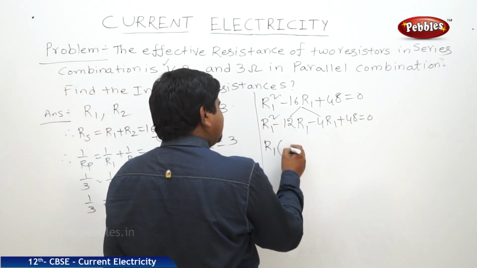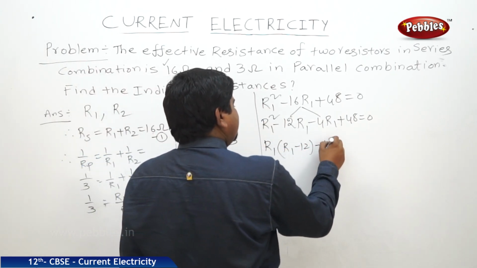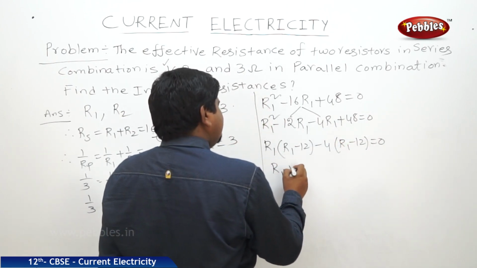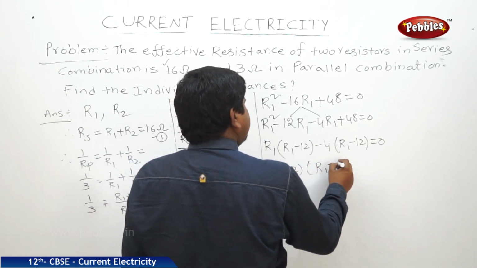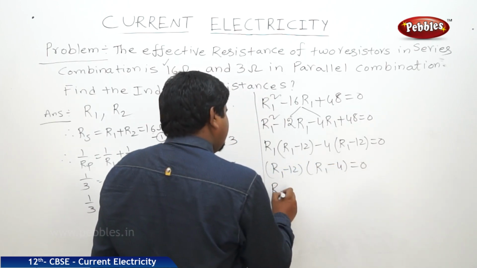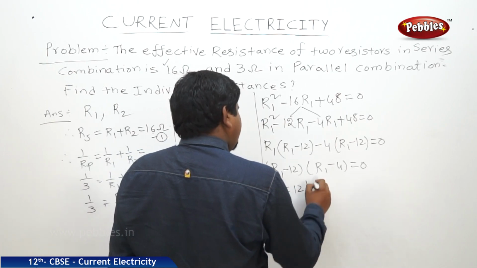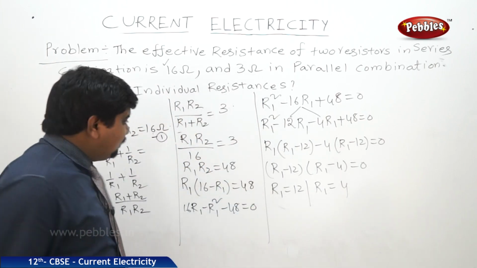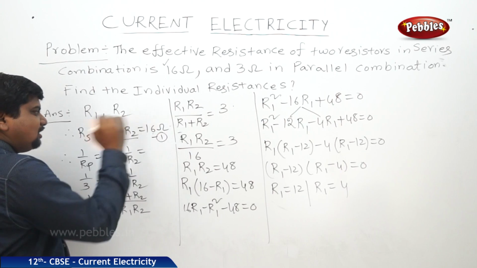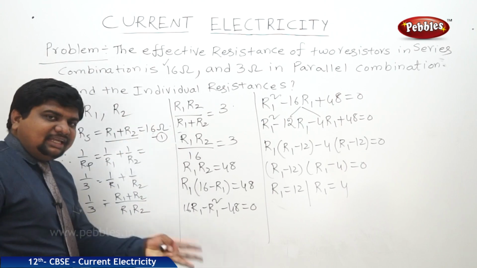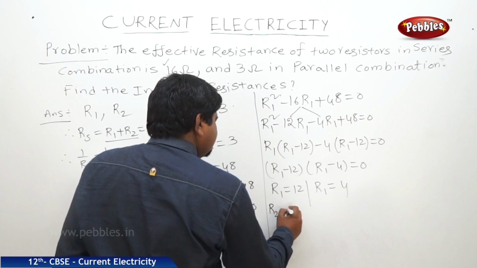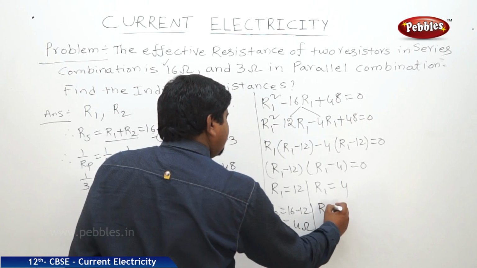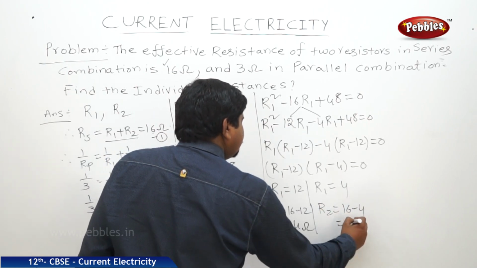Therefore, R1 is common, R1 minus 12, minus 4 is common, R1 minus 12 is equal to 0. Therefore, R1 minus 12 into R1 minus 4 is equal to 0. R1 is equal to 12 or R1 is equal to 4. If R1 is equal to 12, what about the R2? From R1 plus R2 is equal to 16, R2 is equal to 16 minus R1. Therefore, R2 is equal to 16 minus 12, 4 ohms. If R1 is equal to 4, R2 is equal to 16 minus 4, 12 ohms.